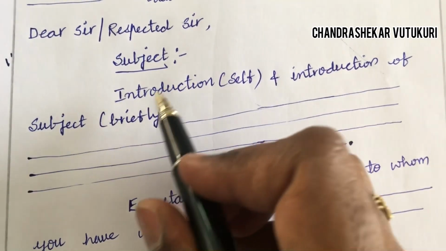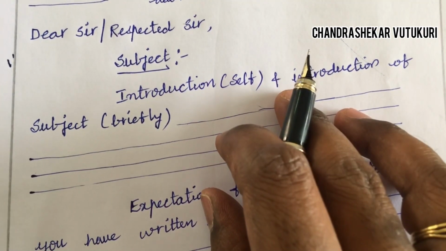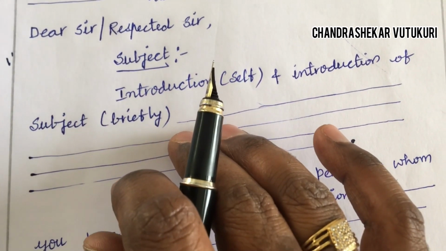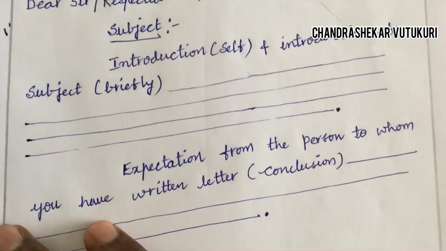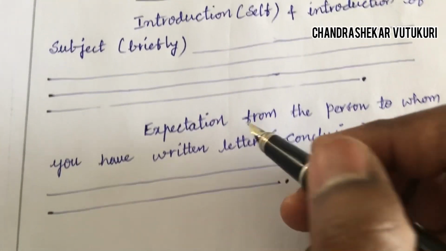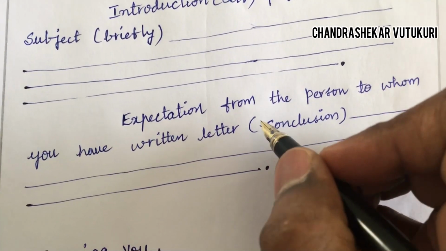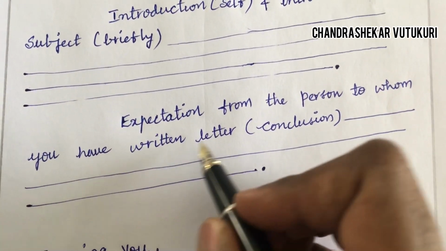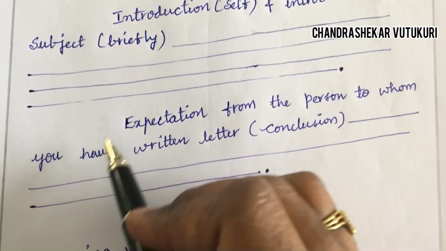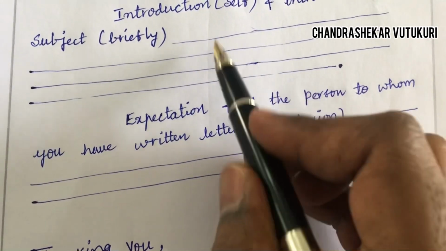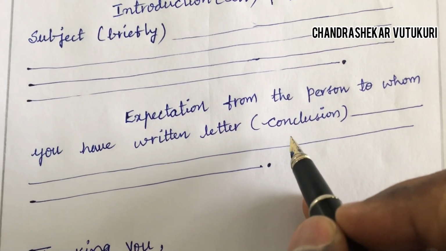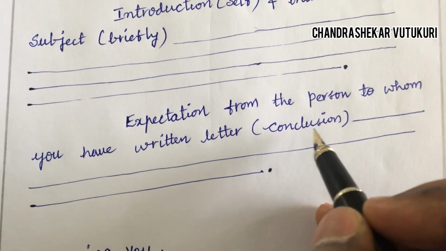Regarding what you are going to write, you are supposed to furnish all the details in the first paragraph, like your self introduction as well as introduction about the given title or the subject you are going to work out. Later, what you expect from the person to whom you have written the letter is said to be the conclusion part. Here you are supposed to furnish all the details of what you are looking for and what expectation you have, in the conclusion part.